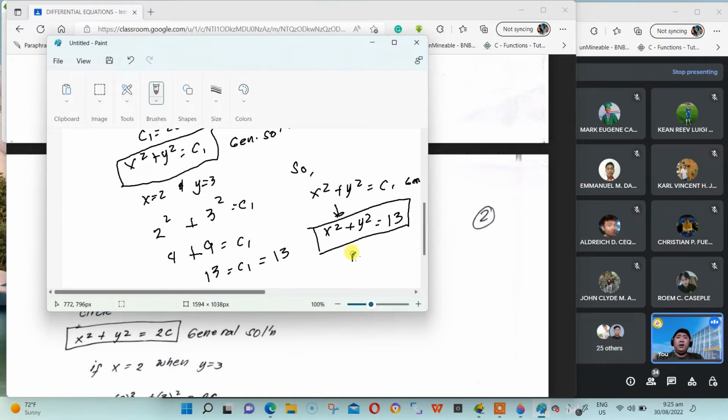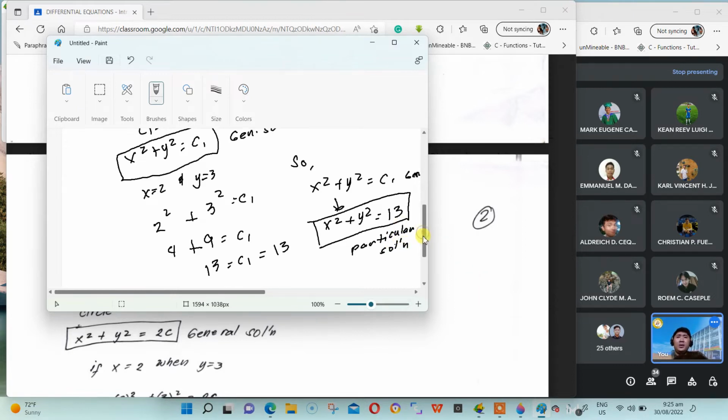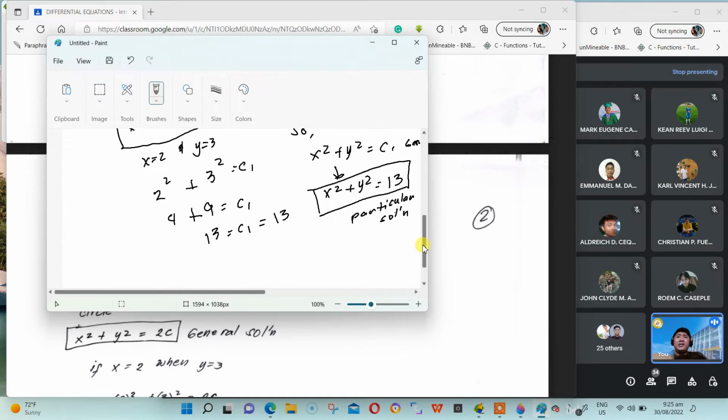That is your particular solution. But when you say, sir, that is if c sub 1 is equal to 2, no, 2c. So, this one is correct since c sub 1 is equal to 13. Or if you want to really get the c, I think it will be like this.